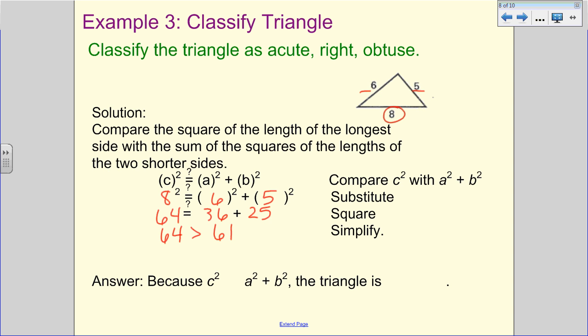64 is larger than 61. So when we said we had larger than, that was our large triangle, our large angle. So that is our obtuse triangle.